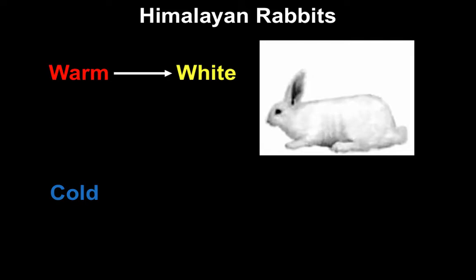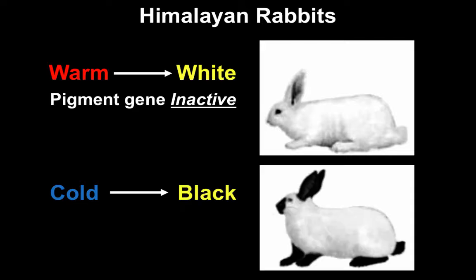All right, so we're going to look here at these things called Himalayan rabbits. The color of these rabbits is influenced by temperature. When it's warm, they are completely white because the pigment gene is inactive. So the warm temperature has inactivated the gene. In the cold, however, they get black markings, and this is because the cold temperature has actually activated this pigment gene.